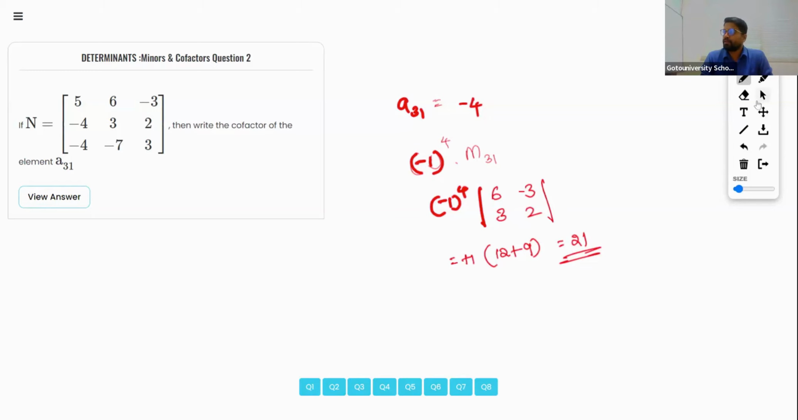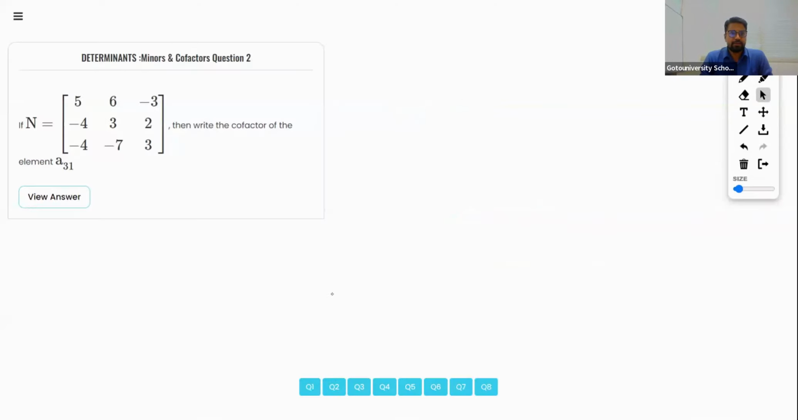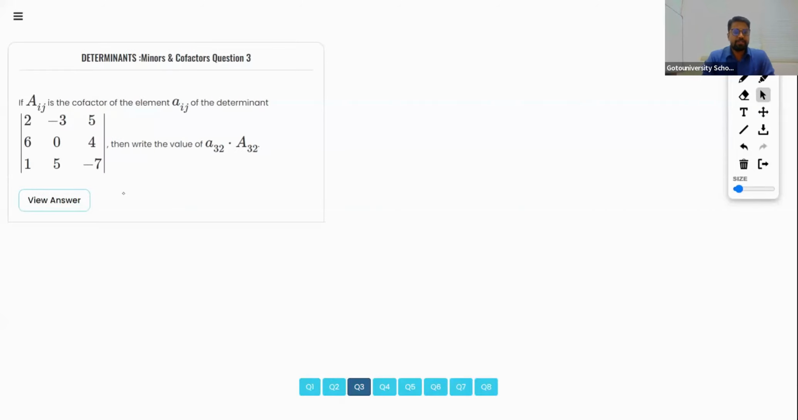Any doubt in this? No doubts? Okay. So what is it saying? If Aij is the cofactor of the element aij of the determinant, then write the value of this product. They're not asking only the cofactor. They're asking a32 into A32. What does this symbol denote? The element of third row and second column. That is 5, right? So my answer will have 5 for sure. Into A32. So what does A32 mean? Cofactor of this element 5. So what is the cofactor of this element A32 in this case?